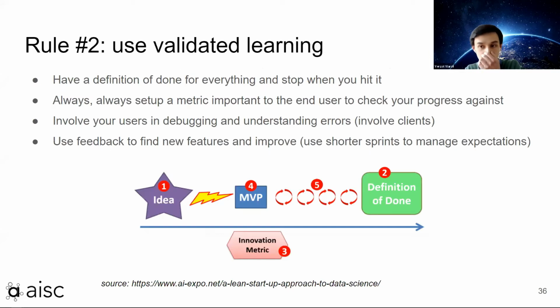So rule number 2 is use validated learning, right? This is lean startup. I think nothing new, but again, always start with a definition of done for everything. You need to have a definition of done for your project, for your product, for your iteration, for your phase, for your sprint, for your tasks. And the most important part where this works is actually if you have this innovation metric, right? Where you have a metric that is very, very important to the user, and you somehow map that metric back to your technical metrics if possible. And then you always show progress against that metric to the client.